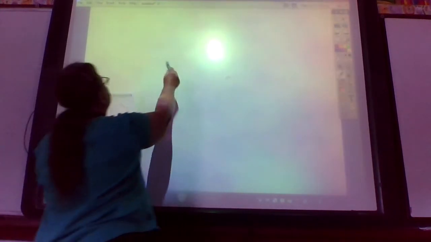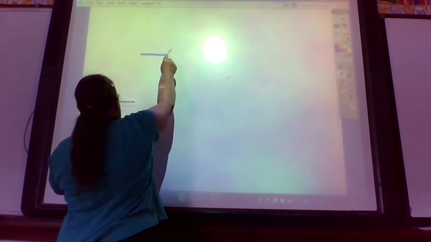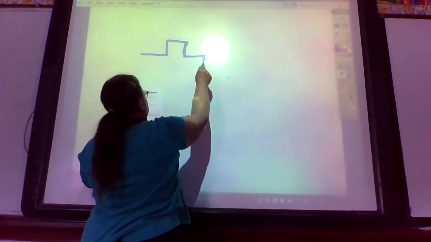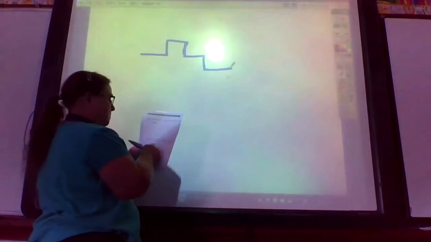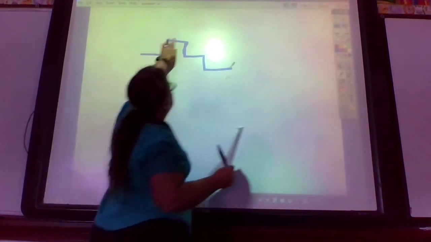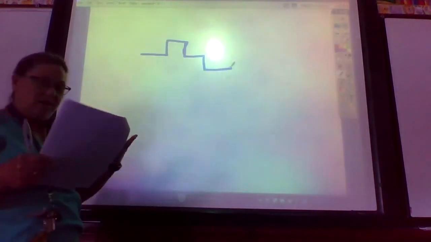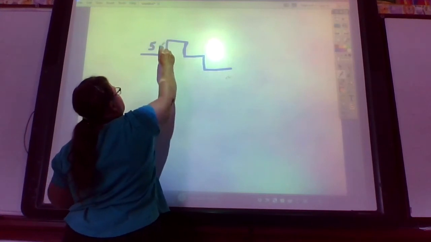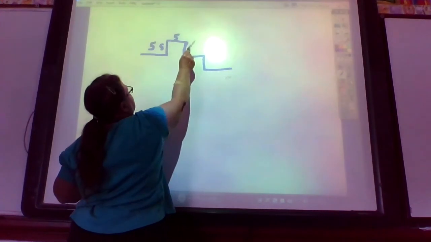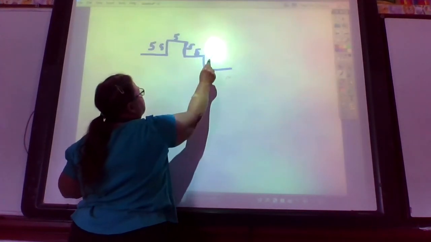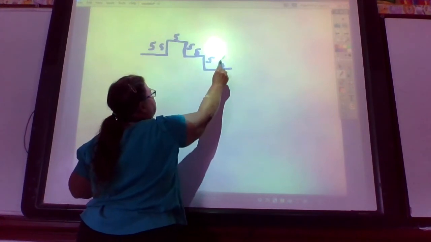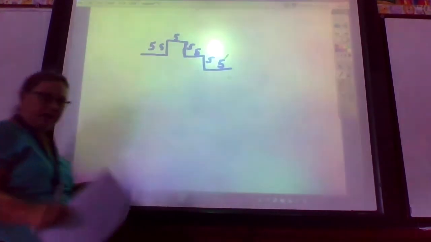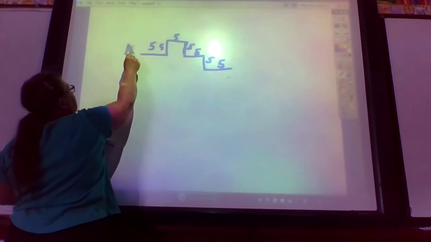So, here's A. It goes over, up, over, down, over, down, over. So you have 7 lines. 1, 2, 3, 4, 5, 6, 7. And it says they are all 5 meters. So they're all 5. This sideway one here is a 5. This one's a 5. This sideway one's a 5. This one's a 5. And this sideway is a 5. I should have 7 fives. This is Route A, okay?